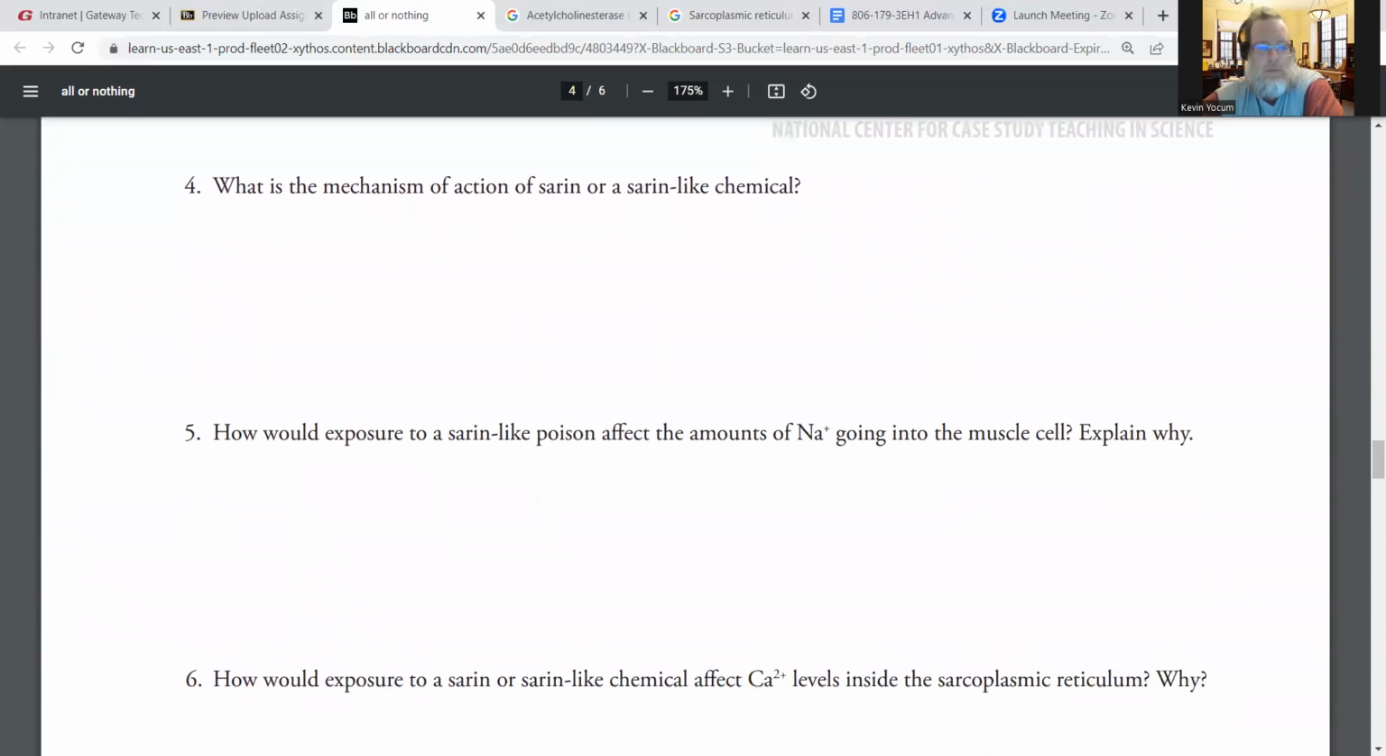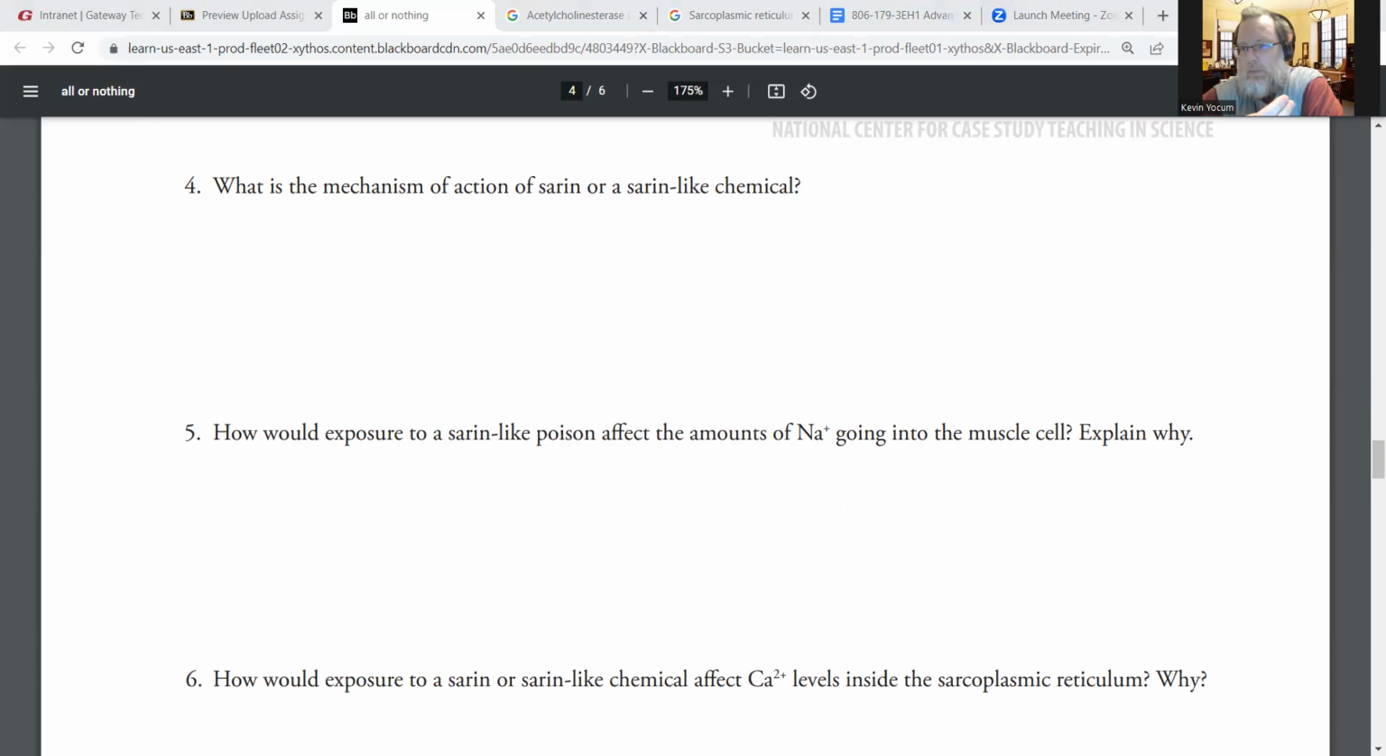So now the next one, you'd have to do a little Googling, unless you already know what sarin is as a toxin or a neurotoxin. So if you do look it up, you'll find that, well, first of all, we know Jeff's working with a sarin-like chemical at his office.